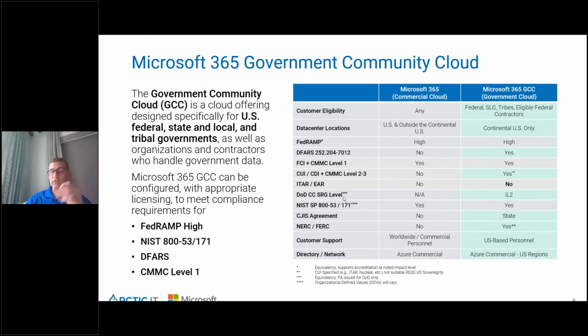There may be some additional controls you have to apply to be able to get to the CMMC level 3 level. That's on you. We only certify that you can absolutely meet CMMC level 3 within our GCC high environment, and we have the down letters to go with that.